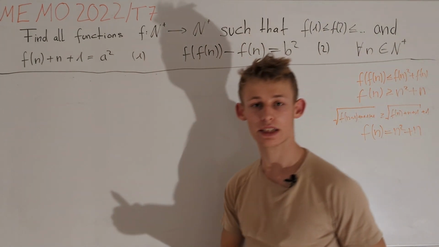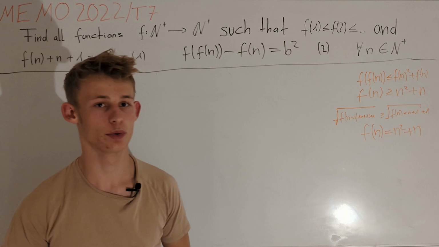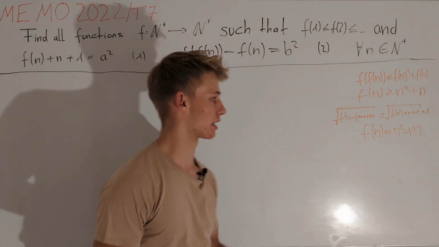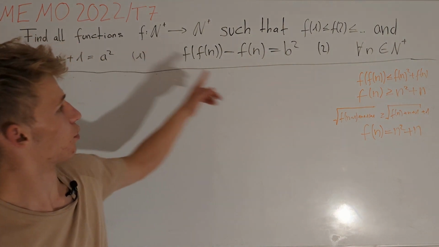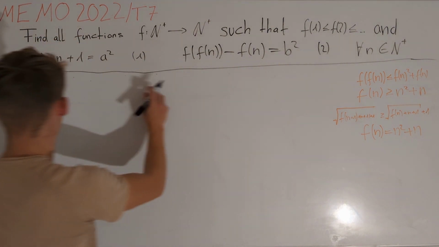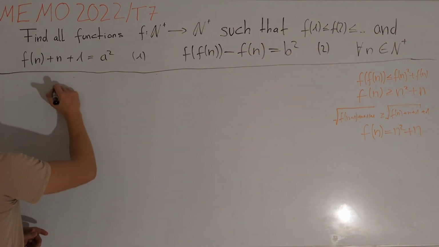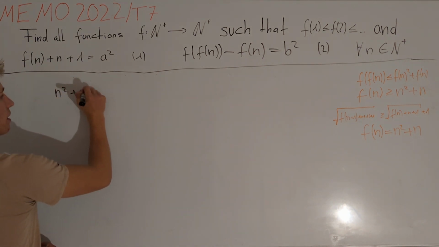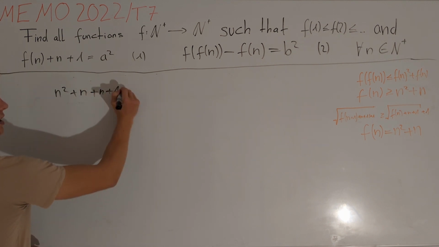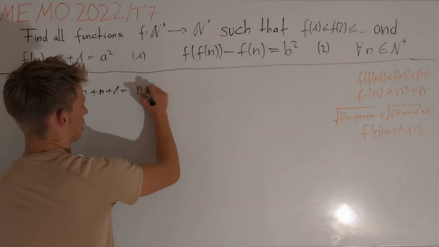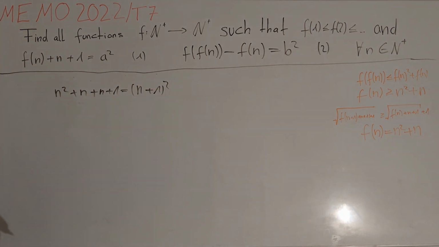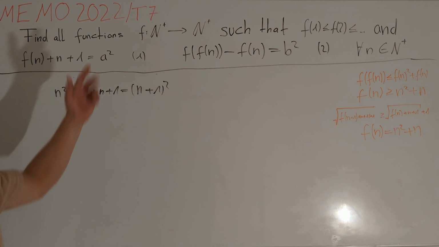In order to see that f(n) equal to n squared plus n is indeed a solution, we must plug in f(n) into equation 1 and 2. So let's start with equation 1. Here we get that n squared plus n plus 1 is equal to (n plus 1) squared. So this is indeed a square, and thus equation 1 is satisfied.